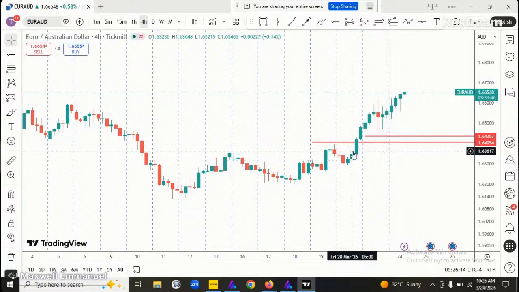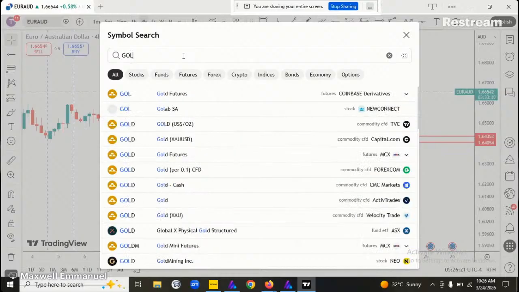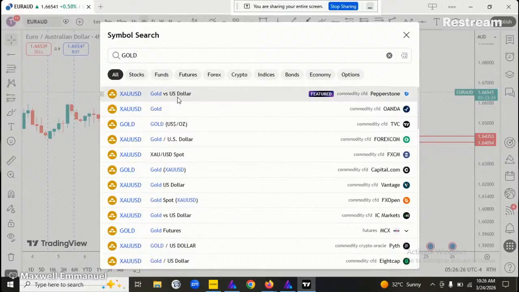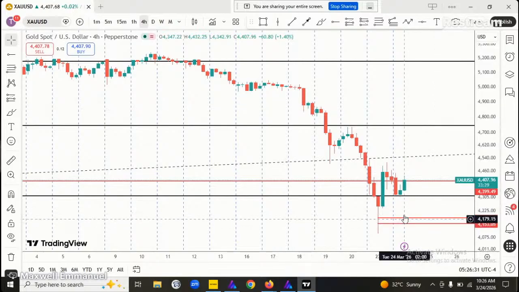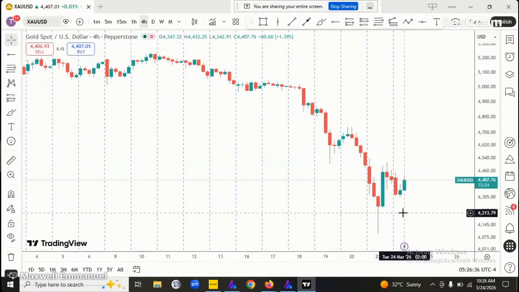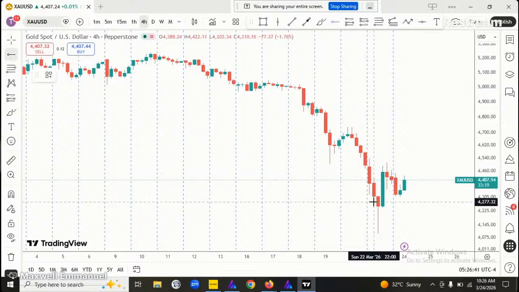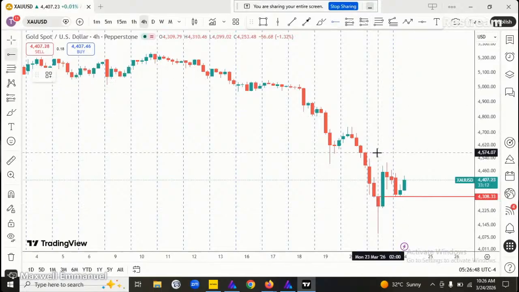So let's look at gold before we end the session. Okay, you can see what's playing out on gold. What we have is a buy. I said yesterday that gold is likely coming to fill this gap. I think it has filled this gap. So the best risk to take on gold right now is a buy.